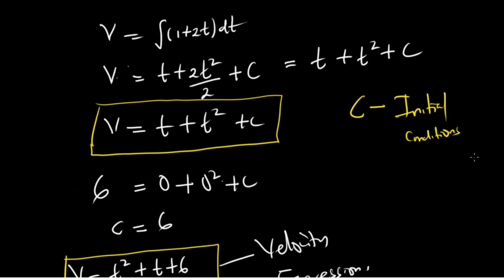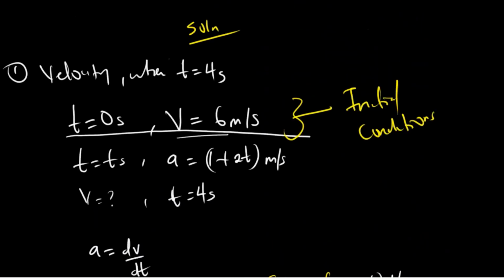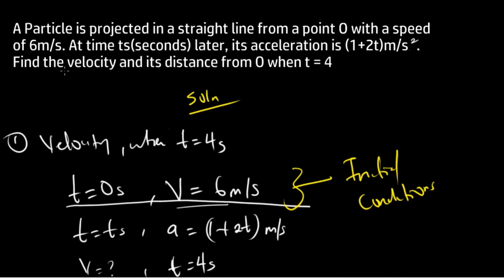So if you are familiar with our last tutorials on integral calculus, we looked at definite integral where we have to consider the lower limit and the upper limit. But in this case, we are not considering the issue of lower limit or upper limit, because we have to find definitely the velocity when t equal to 4 seconds. And we already have our initial condition, v equal to 6 meters per second when t equal to 0.